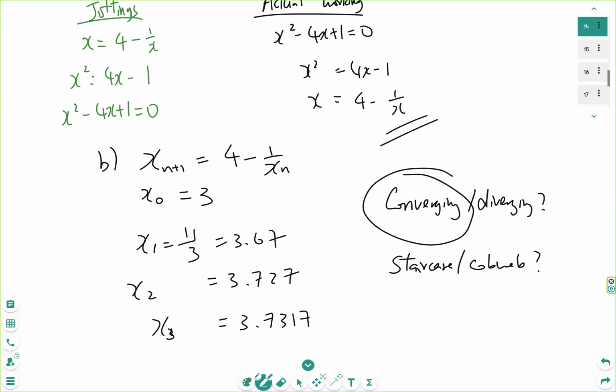Now, consistently, we're adding a number each time, 0.01. So we're adding 0.01 each round. So we're adding a number each time to a staircase.